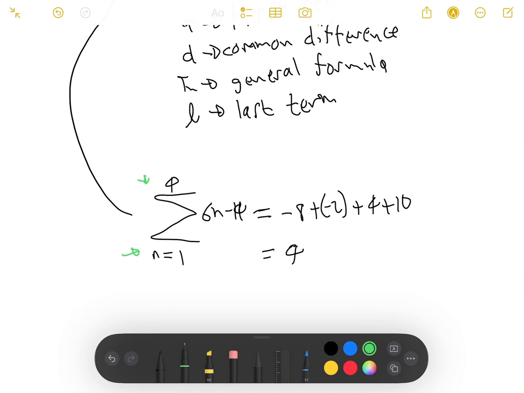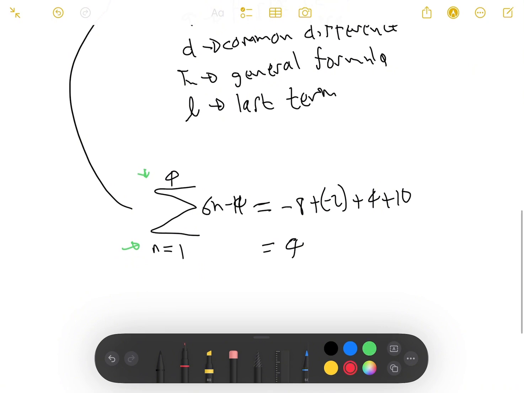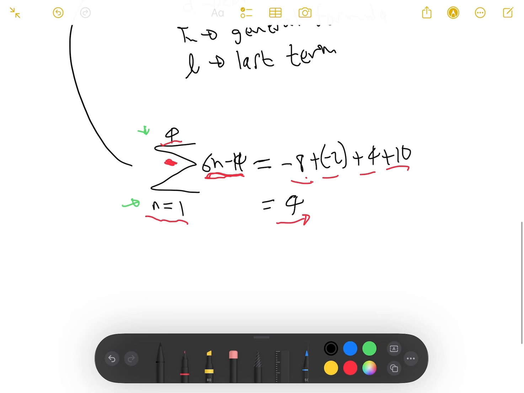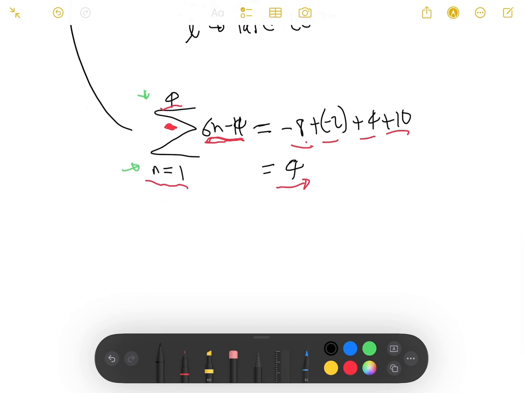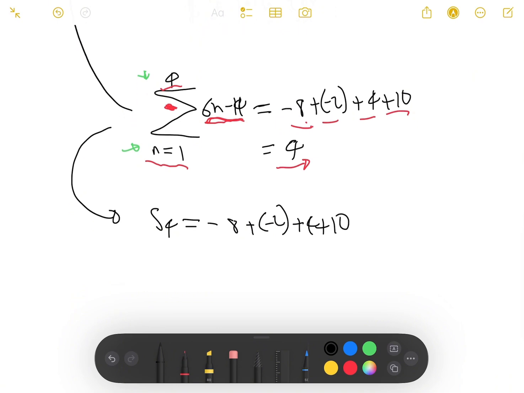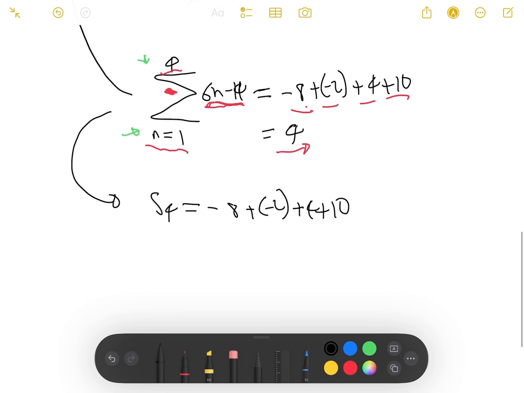So how do you interpret this in words? I'm just going to use a red pen to show you. So this is actually the sum of this general formula from the first term all the way to the fourth term, these numbers here, which gives us 4. So that is how you can interpret it in words. And then another way of representing this is basically calling this S4. So S4 is -8 plus -2 plus 4 plus 10. And S4 is the sum of the first 4 terms of this sequence, right?